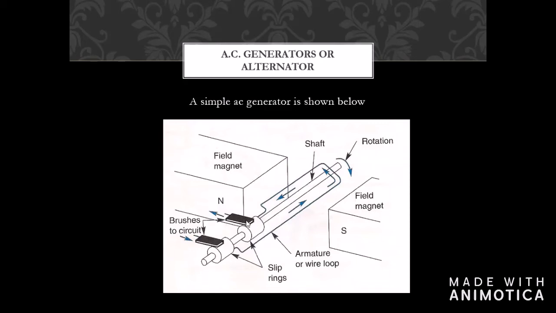Now that voltage is moved into these brushes that you have here. You have these brush circuits right here. And these brush circuits are not physically touching the slip ring, but the brushes will collect the electrical energy being generated from the armature wire.